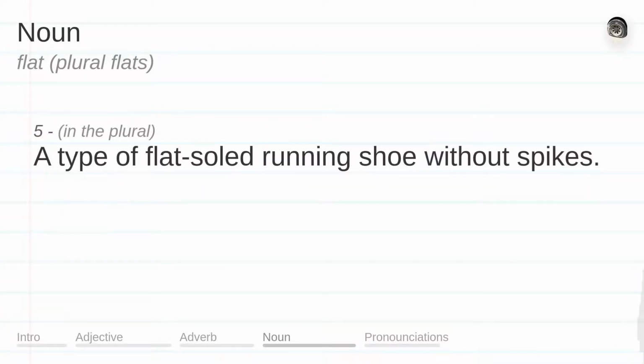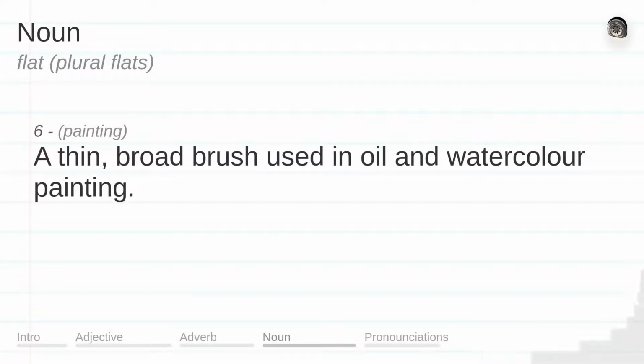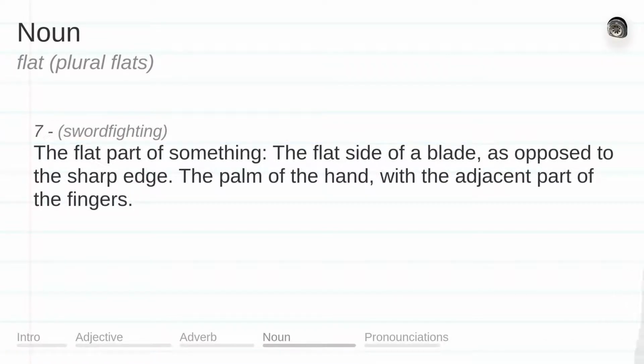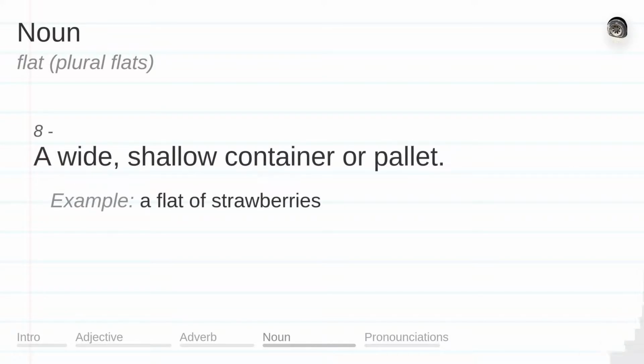A type of flat-soled running shoe without spikes. A thin, broad brush used in oil and watercolor painting. The flat part of something. The flat side of a blade, as opposed to the sharp edge. The palm of the hand, with the adjacent part of the fingers. A wide, shallow container or pallet. Example. A flat of strawberries.